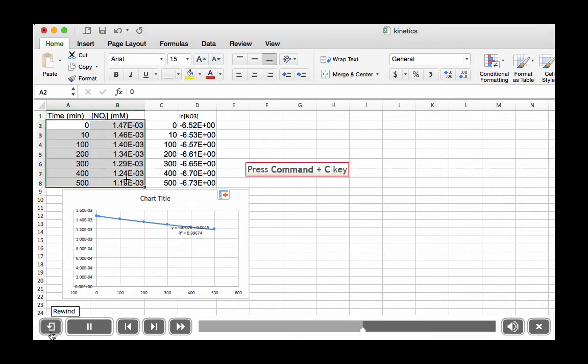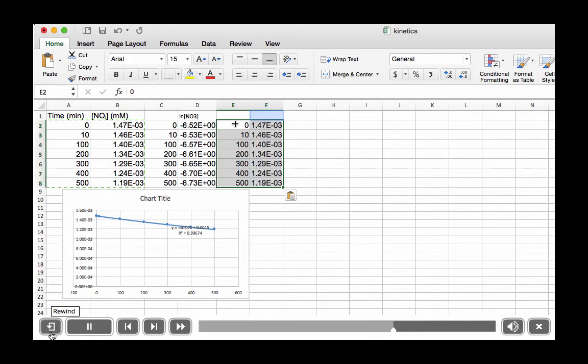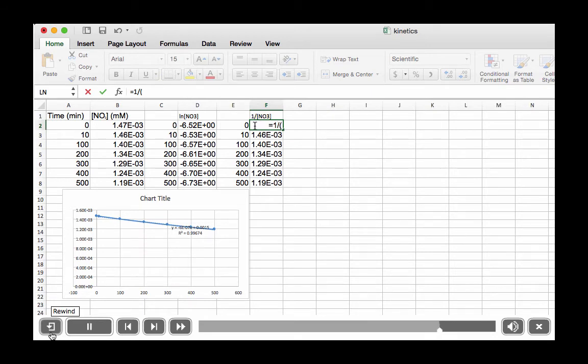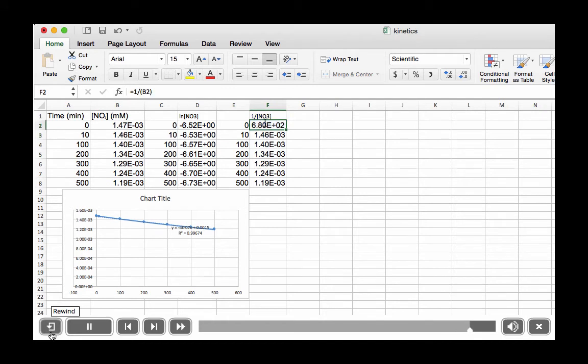Then do the same thing for the 1 over concentration data by typing in equals 1 / open parentheses, and then move your mouse into the first concentration box, and then type close parentheses. Then press Enter. You need to use the first concentration column. Do not use the natural log of concentration column.